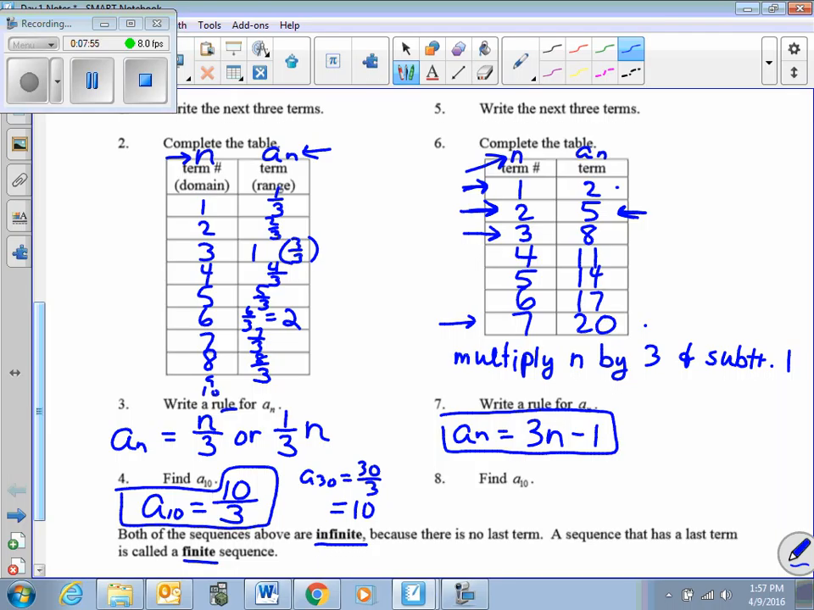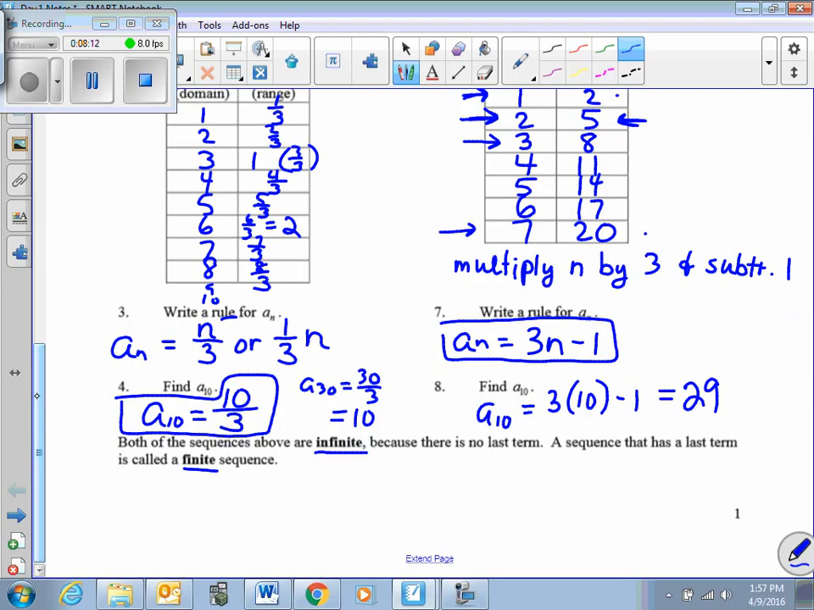Okay, so now to find the 10th term, I'm just going to plug in 10 for n. So I got 3 times 10 minus 1, so that's 30 minus 1, which gives me 29. So without having to fill out my whole table, I can go and find any term I want to in that sequence because I found the rule.